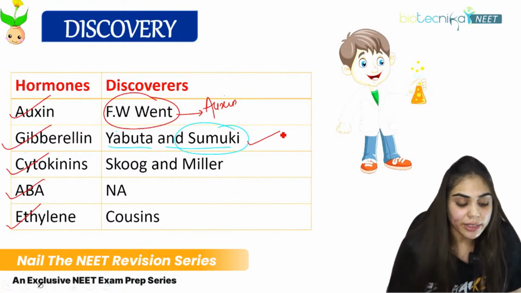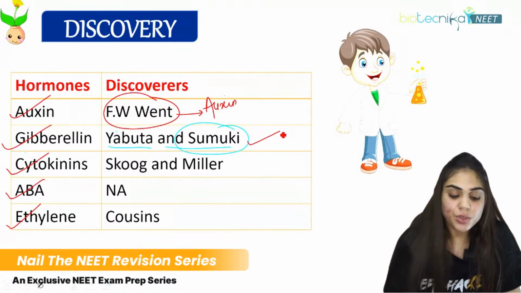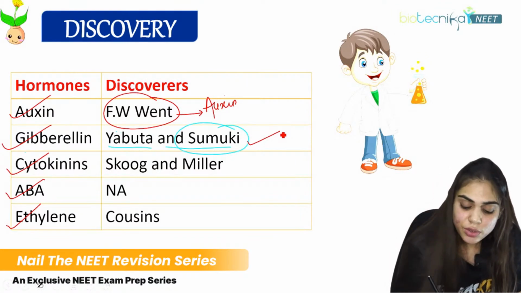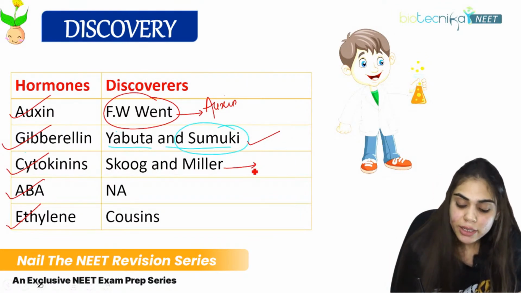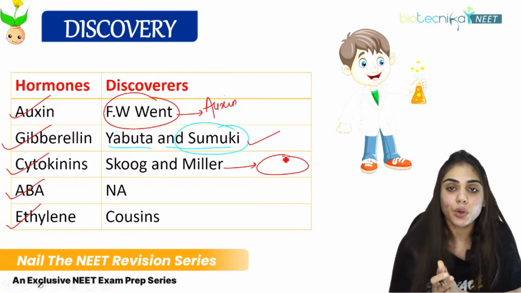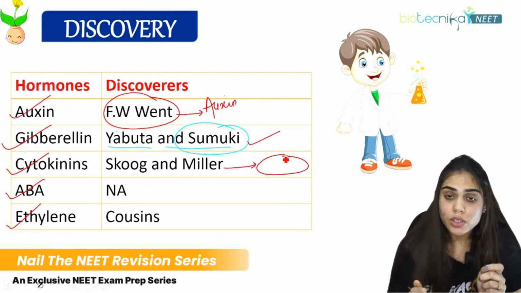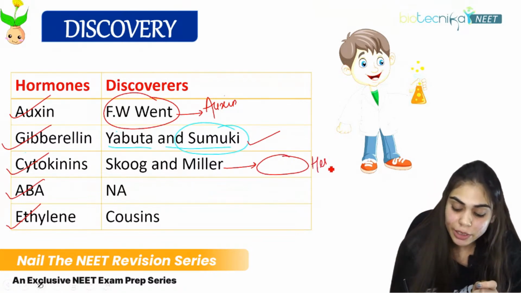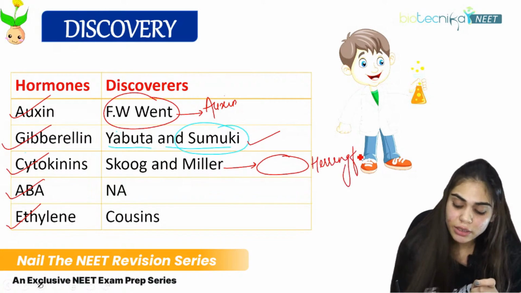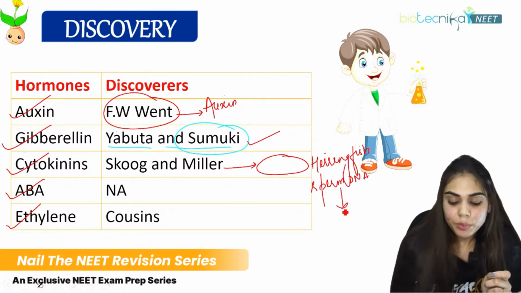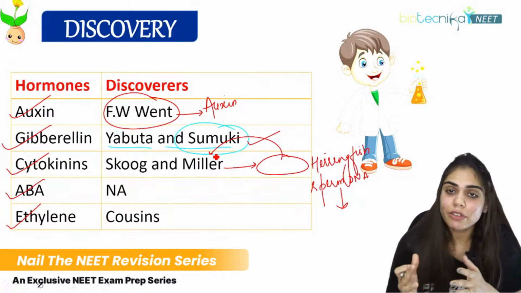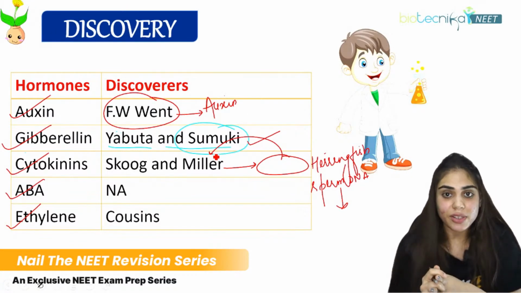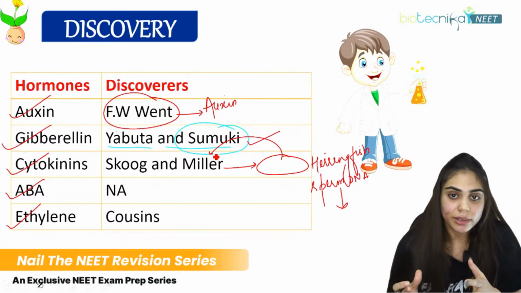What about cytokinins? Cytokinins go to Skoog and Miller. Skoog and Miller both were preparing media for some kind of plant growth in the lab. But there they also had herring sperm DNA, the sperm DNA of the herring fish. So they autoclaved this sperm DNA and put it in the plant media they were preparing. What did they see? After some time, the growth of the plant was enhanced. They were getting good shoots in the plant growth.